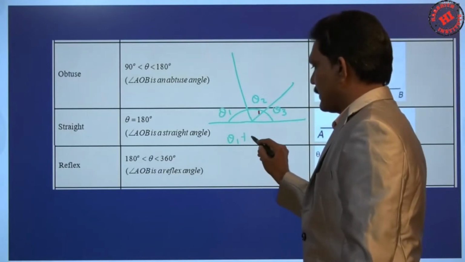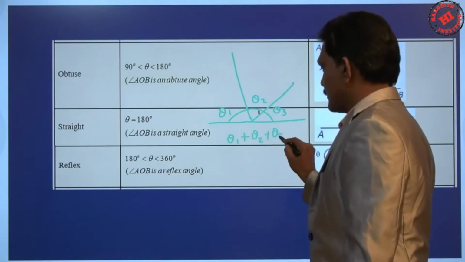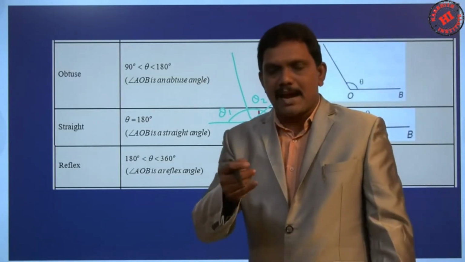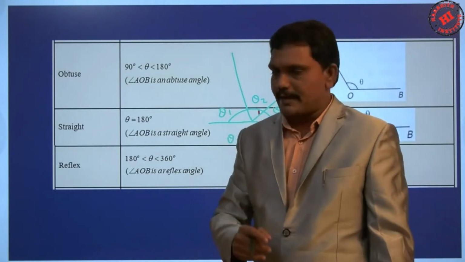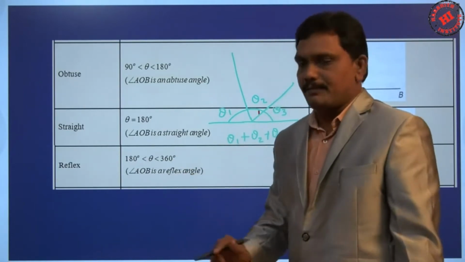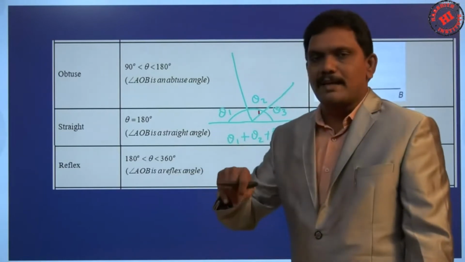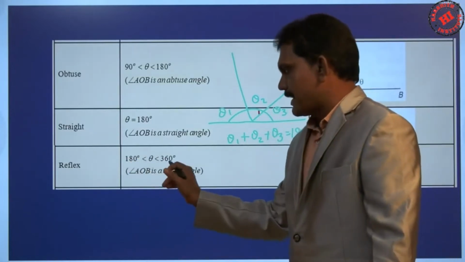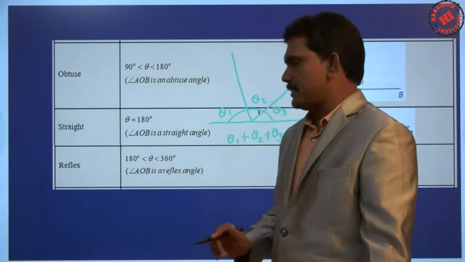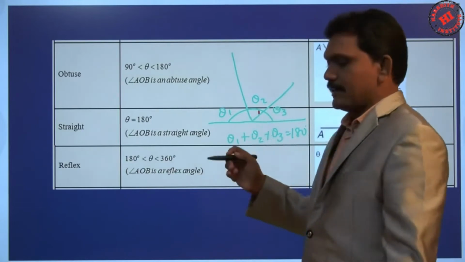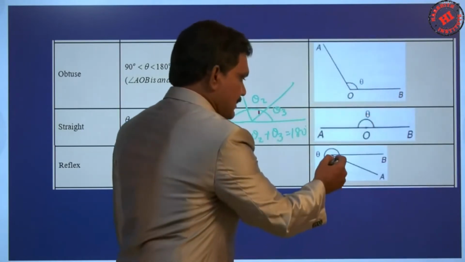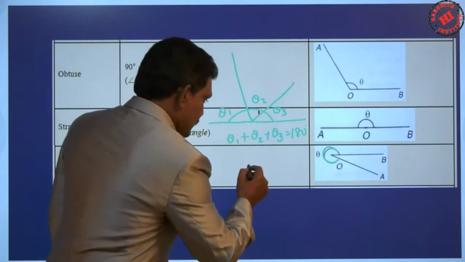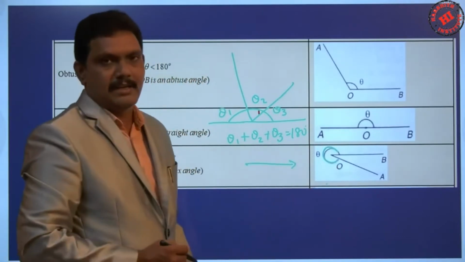Therefore, theta 1 plus theta 2 plus theta 3 is equal to 180 degrees. Straight angle means the angles on the same side of the straight line. What about reflex angle? If the angle is more than 180 and less than 360 degrees, it is called a reflex angle. Here it is 180 degrees; this is more than 180 and less than 360 degrees. It is the initial inclination, the initial line.